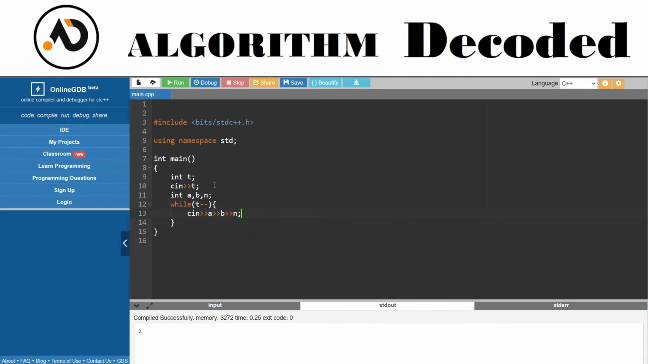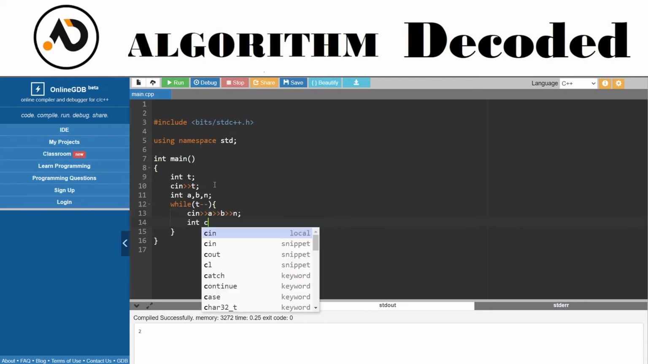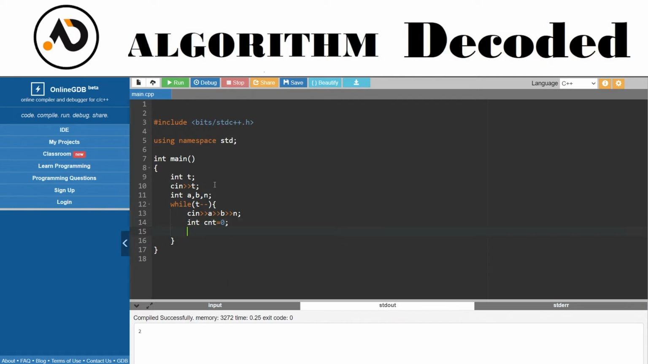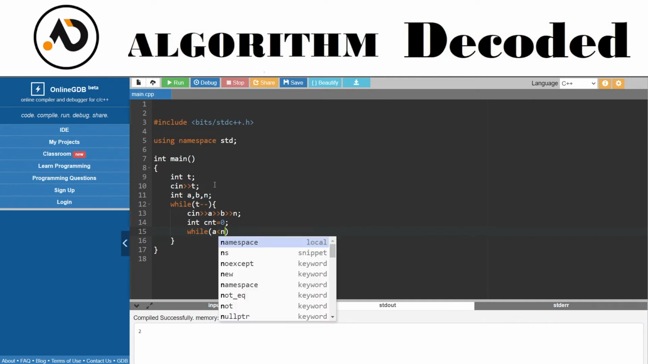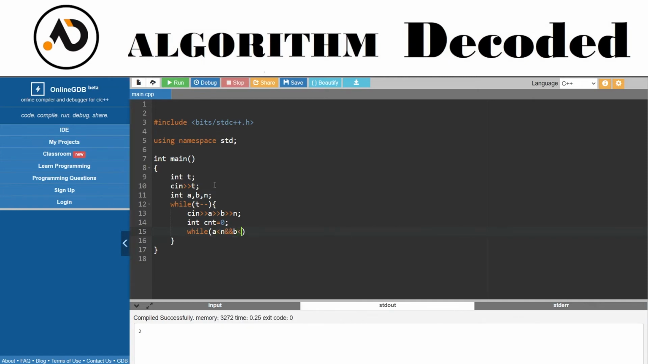a, b, n. So yeah, a, b, n. And what we need to do, we need to give the count. So while a is less than n and b is less than n, जब तक ए और बी दोनों कम है तब तक हमें जो भी ऑपरेशन है करना पड़ेगा.